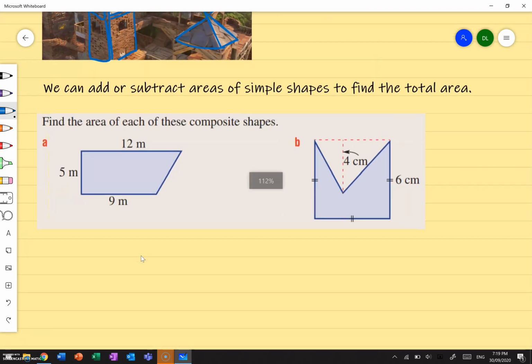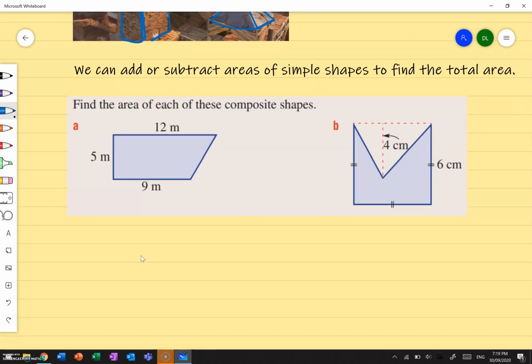Over here on the left, I've got find the area of each of these composite shapes. I've got a weird looking shape over here, but you might notice that it looks very similar to a rectangle and a triangle if I cut it along here. I've got a rectangle on the left-hand side, let's call that shape 1, and then shape 2 over here, I've got a triangle. I'm going to find the area of shape 1 and then the area of shape 2 and see if we can apply that to find the total area of this composite shape.